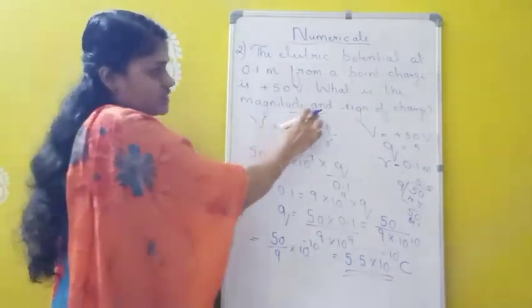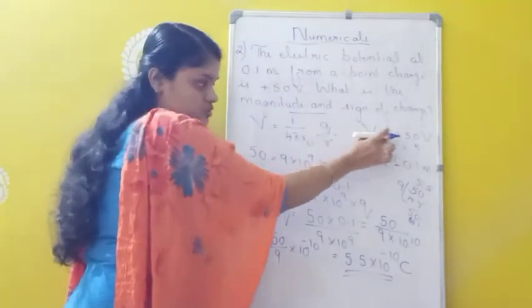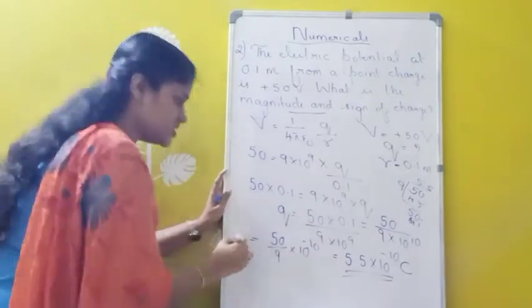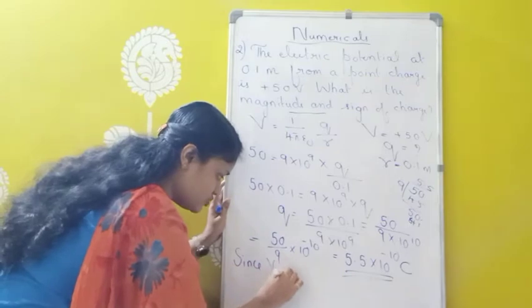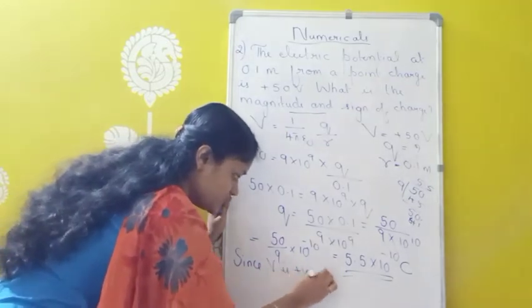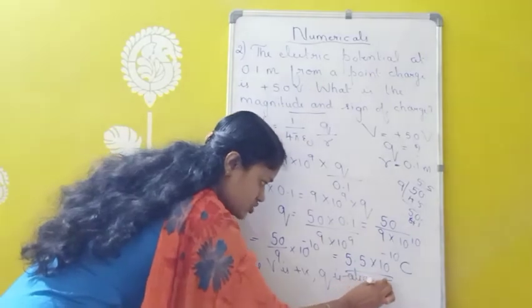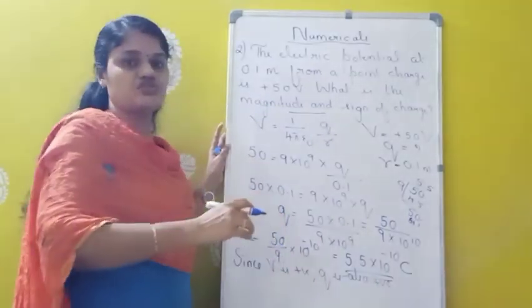Now they are asking what about the sign of the charge. Since potential is given here as plus, the charge also is positive. Since potential is positive, Q is also positive. Suppose if potential is given as negative, then what about the charge? The charge also will be negative.